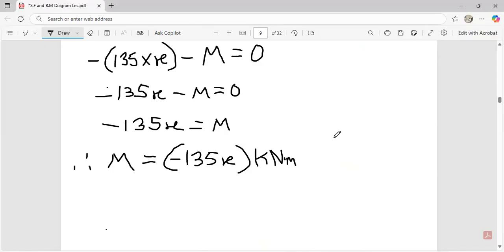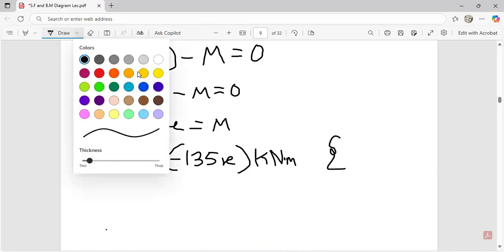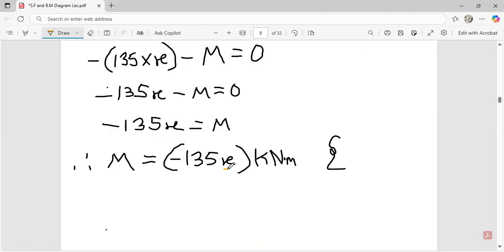Better still, what is this going to become? This is also going to become a linear variation, due to the presence of this x over here. So this is also going to become a linear variation.